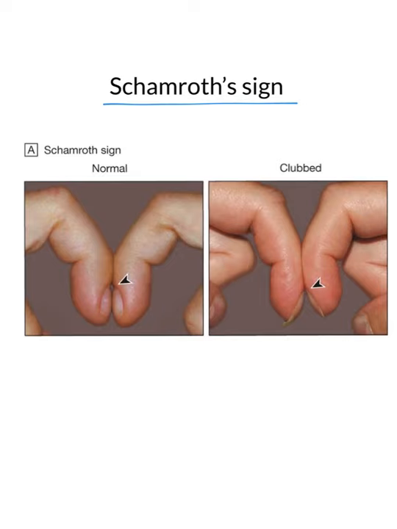Here is the image depicting the Schamroth sign. Normally there is a diamond shaped space in between the two index fingers, but in clubbing this space is lost. And why do we commonly use the index finger to elicit this sign? Because it is the first finger to develop clubbing. The other fingers will be involved eventually.